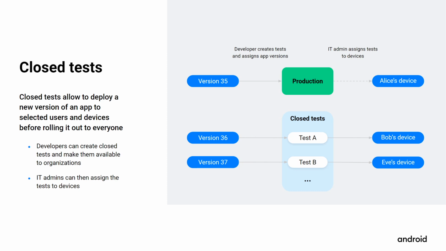The developer can then make these tests available to organizations so that IT admins can go in the management console and configure which devices should receive which tests. So it's effectively up to the developer to decide which versions are available for an organization, and then up to the IT admin to decide the mapping between versions and devices. Let's quickly see how you can create closed tests in the Play console.